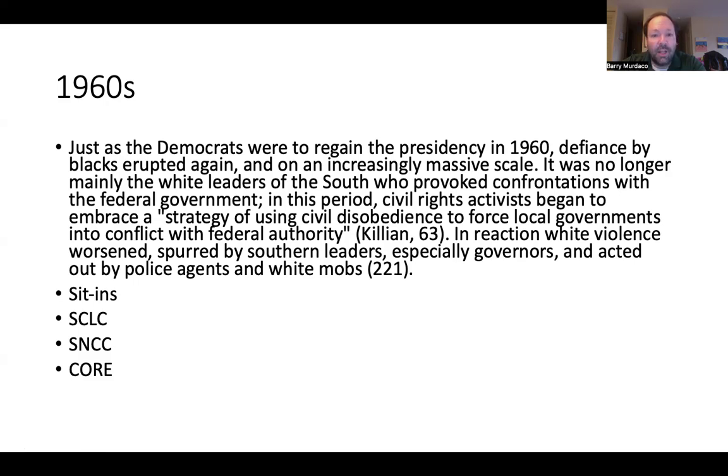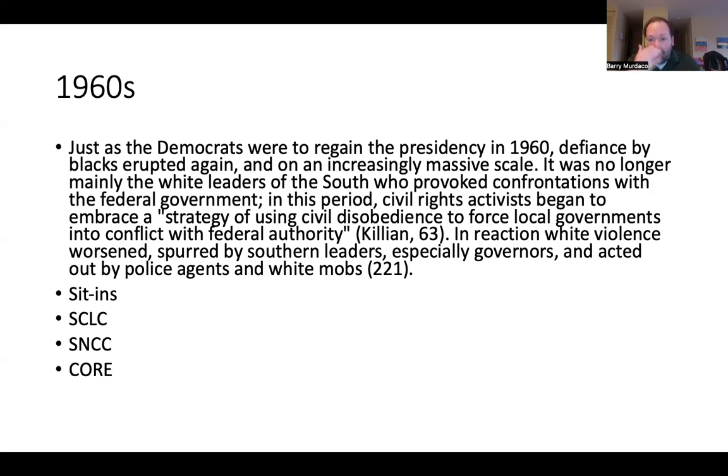defiance by blacks erupted again on an increasingly massive scale. It was no longer mainly the white leaders of the South who provoked confrontations with the federal government. In this period, civil rights activists began to embrace a strategy of using civil disobedience to force local governments into conflict with federal authority. In reaction, white violence worsened, spurred by Southern leaders, especially governors, and acted out by police agents and white mobs. So now you see a more radical stance taken by many of the civil rights leaders during this period, who were willing to take a more provocative role in many ways.